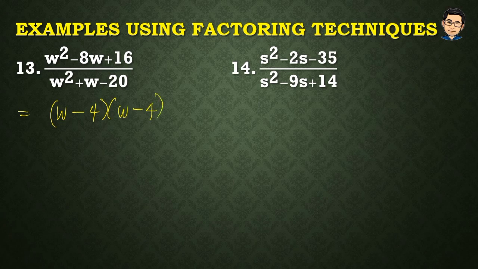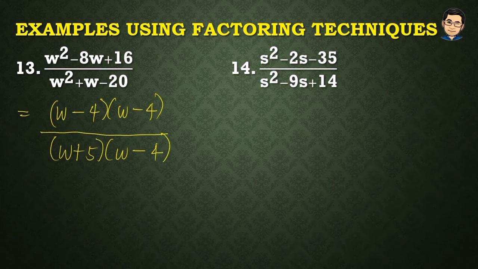Square root of w squared, that is w, and then we copy the sign of the middle term, minus, and then the square root of 16, the last term, is 4. All over, so using general quadratic trinomial, factor natin yung denominator. What are the factors of negative 20 that will give a sum of 1, which is the coefficient of the middle term? So that is w plus 5 times w minus 4.